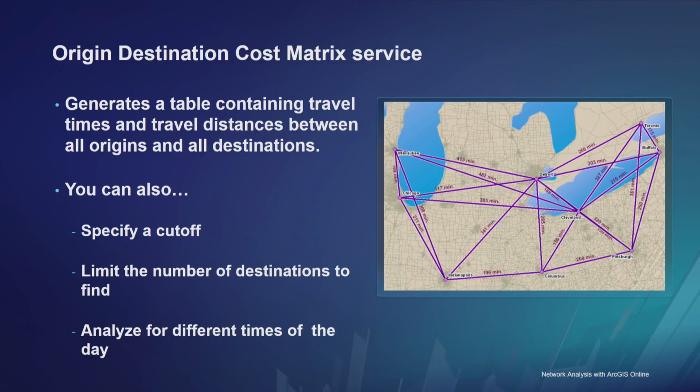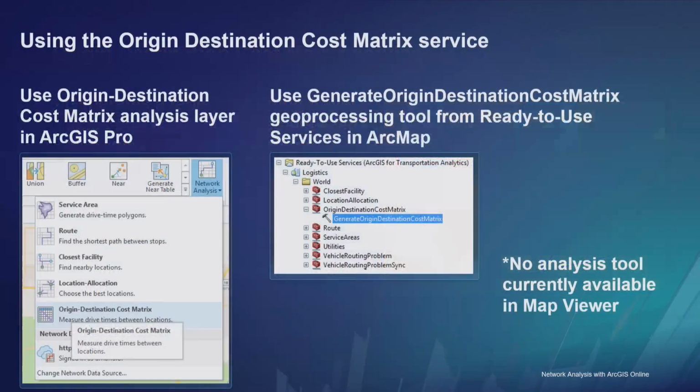The benefit of it is it's a lot faster to run because it doesn't have to do as much work, and it's a lot cheaper if you're doing the giant matrices. It's a smaller, cheaper price point to perform the analysis, and you'll see that in the credits. To use it, it's called the Origin Destination Cost Matrix service in the network analysis layer, and it's to generate Origin Destination Cost Matrix from the ready-to-use services.